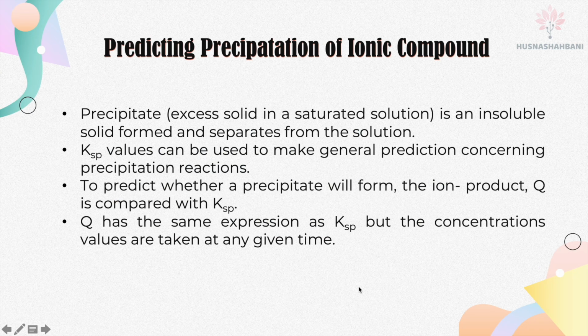Predicting precipitation of ionic compound. Precipitate is the excess solid in saturated solution, an insoluble solid that forms and separates from the solution. So Ksp values can be used to make general predictions whether there is precipitate or not in that solution. To predict whether a precipitate will form, the ion product Q is compared with Ksp. The Q has the same expression as Ksp, but the concentration values are taken at any given time. Ksp at equilibrium, Q at any time.